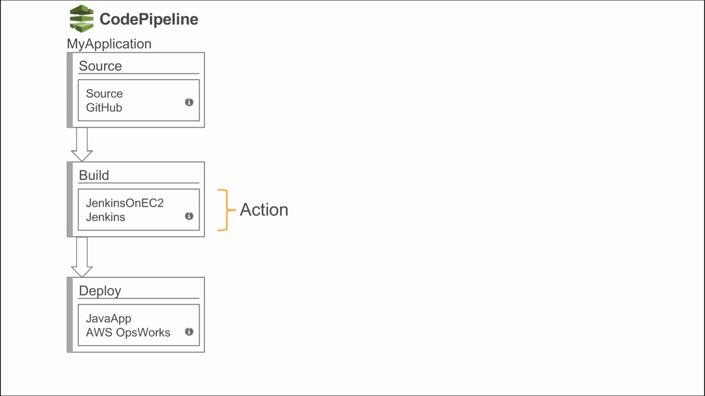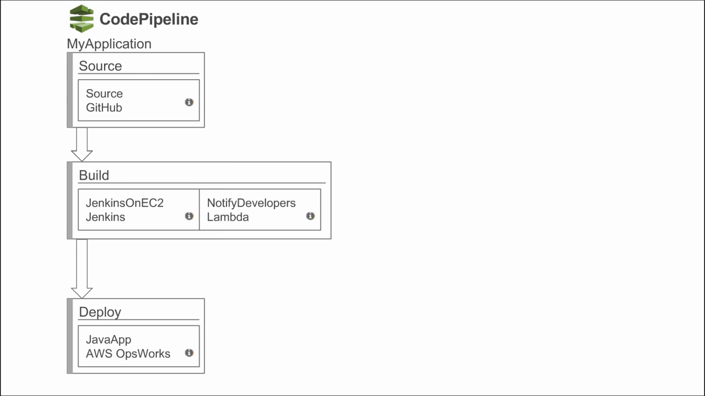In each of those stages, we have something called an action. And in between, we have transitions. And it's, of course, also color-coded, so you can notice what state and transition your current pipeline is in. We also have the option to have parallel actions. In this specific example, we're running a build using Jenkins on EC2, while also sending an SNS topic to our developers using Lambda, for example.